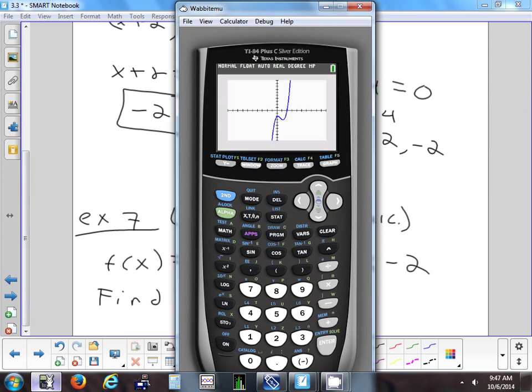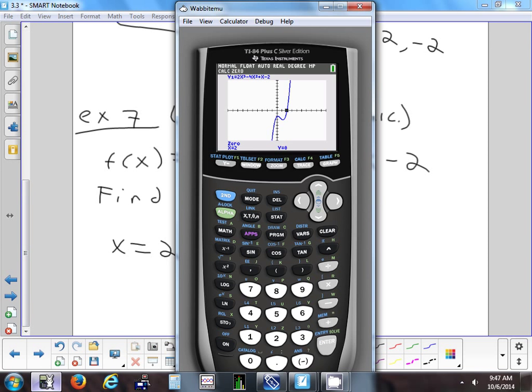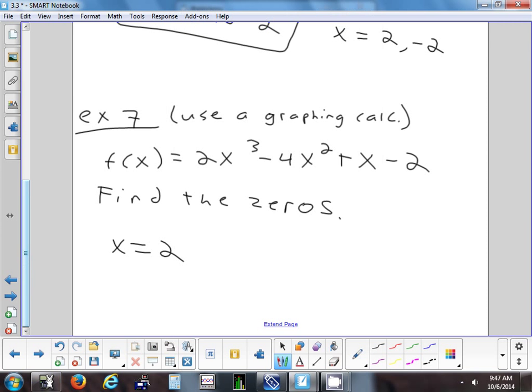Or, in this case, I'm just going to use second calc, root. 0. And it confirms what we thought. There is a root when x is 2. Does it look like there's any other roots there? No. Well, we haven't learned this yet, but a cubic equation has to have 3 answers. They don't have to all be distinct, but there does have to be 3 answers. So what does that mean about the other 2?